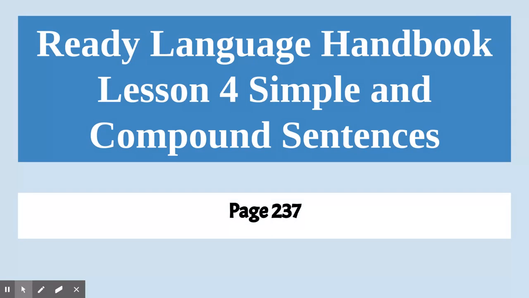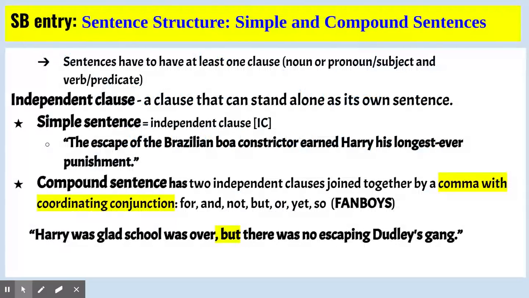The first thing we're going to do is go over some notes that you've already written down. So you should have these in your source book. The very first edit is simple and compound sentences. To go over what you have in your source book, I'm pulling this straight from page 237 for the most part. In order for it to be considered a sentence, it has to have at least one clause, which includes a noun or pronoun, which is the subject of the sentence, and a verb, which is also part of the predicate.